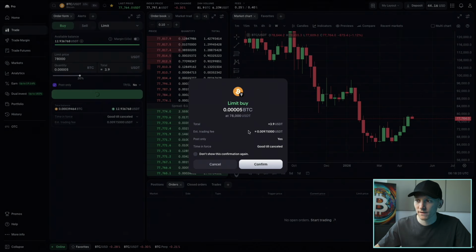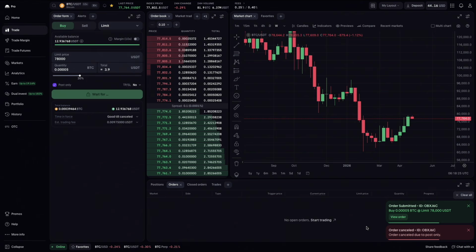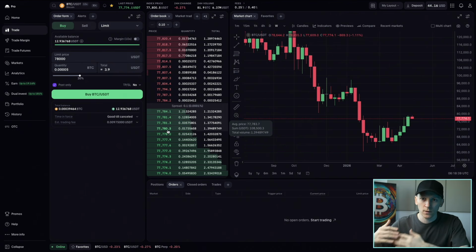So if I press buy BTC, I press confirm here, you'll see that my order doesn't go in. Just by my head, it says order cancelled. The reason being is that post only prevents me trading like a market order. It only lets me put in orders that will actually join the order book below the current price as a buyer so that my limit order goes in and it waits to trade.